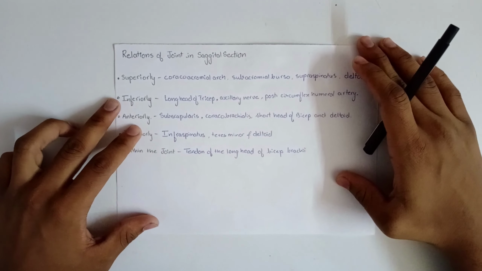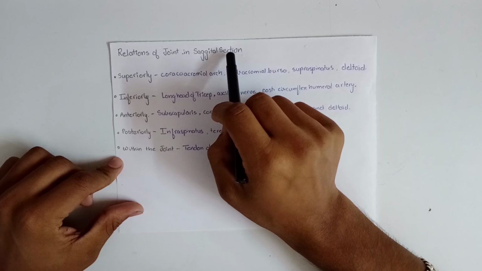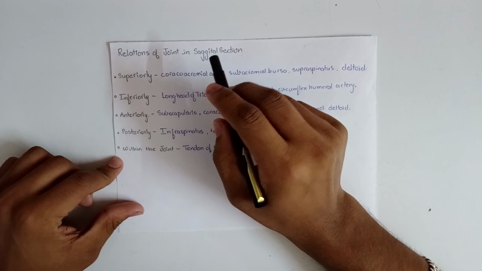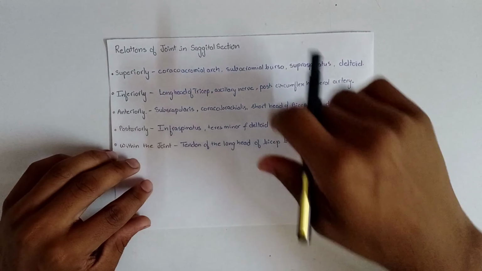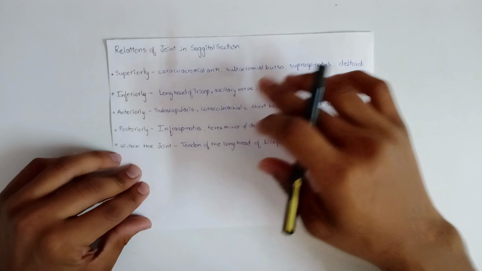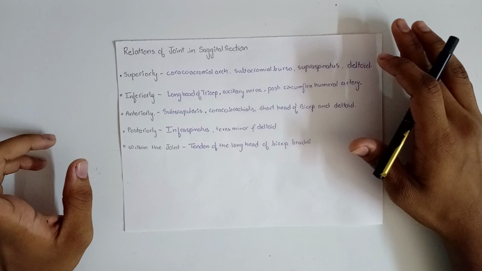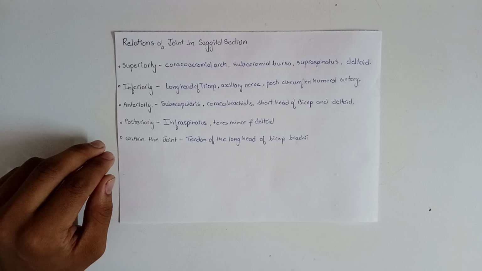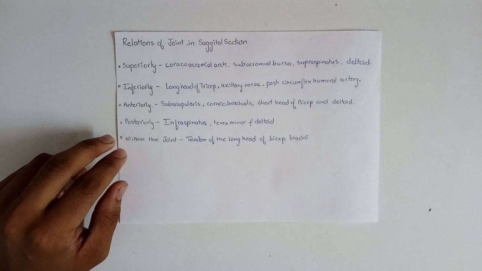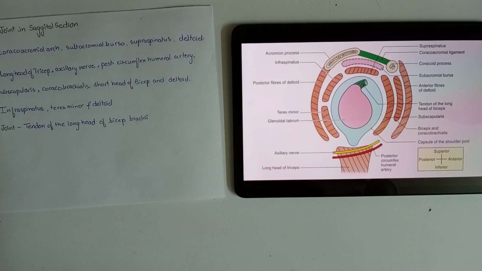Here we have the next topic, relations of joint in sagittal section. This subtopic under the shoulder joint is the most important topic from the university exam point of view. Generally, describing the sagittal section of shoulder joint is asked in university exams. Showing you what is sagittal section. This is the sagittal section of shoulder joint.